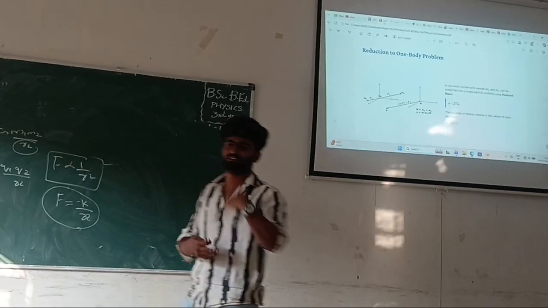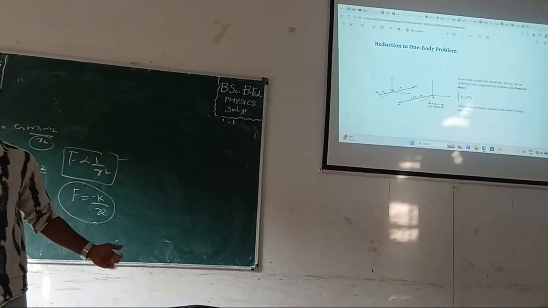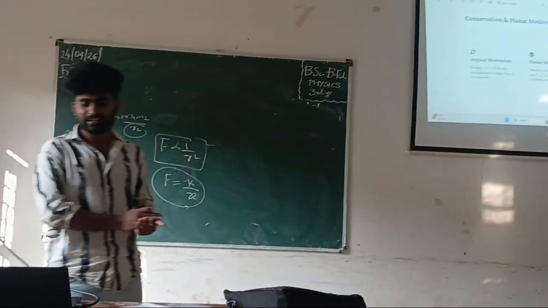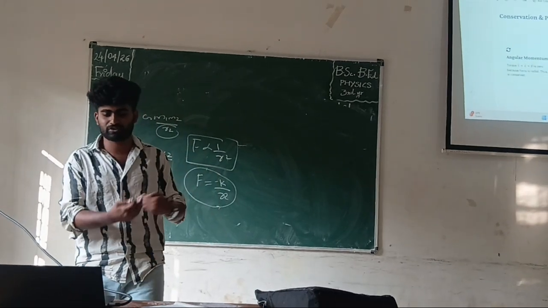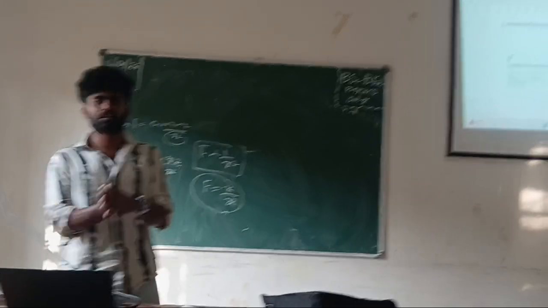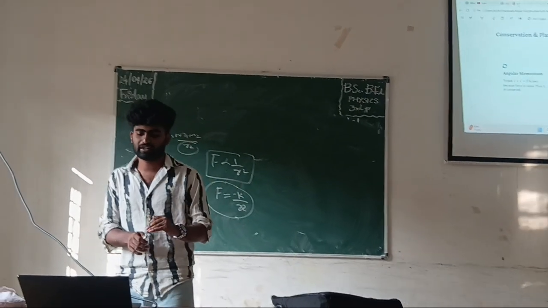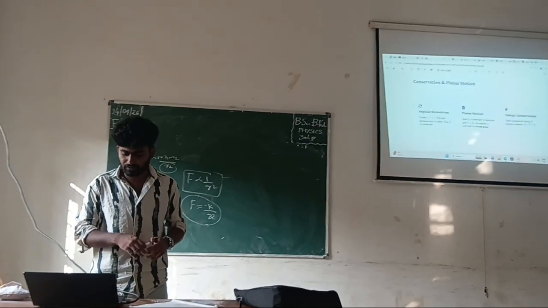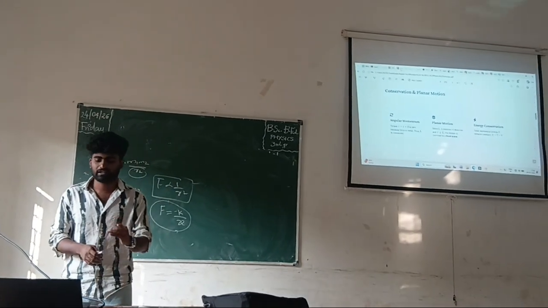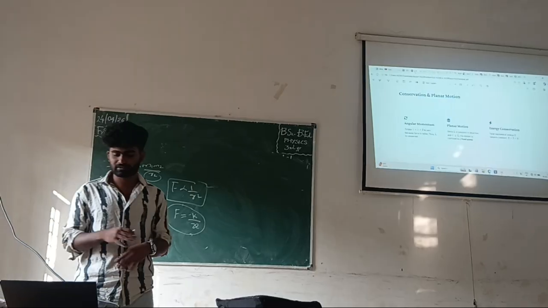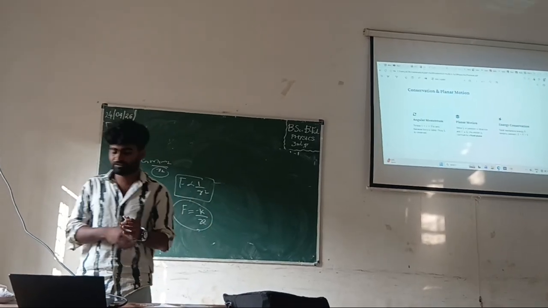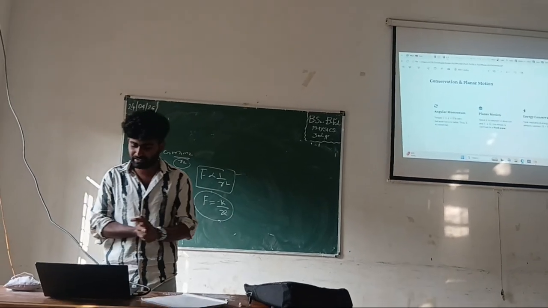Okay, I will give you the slide and then you will understand more. And next is conservation and planar motion. You know that torque is the rotational analogue of force. So here the force is radial, so torque is 0. That's why angular momentum is conserved. And we know what planar motion is.